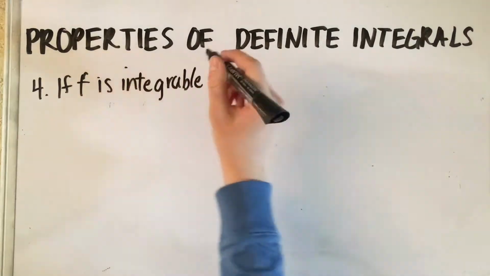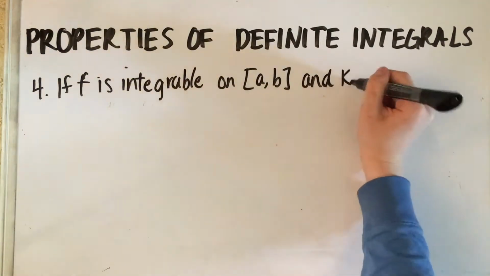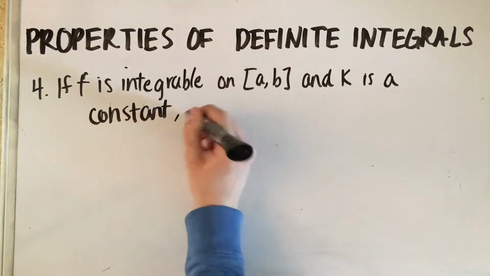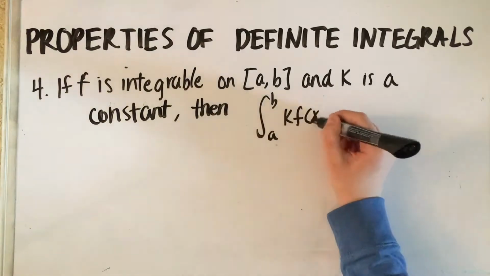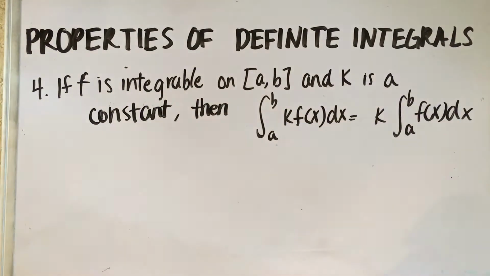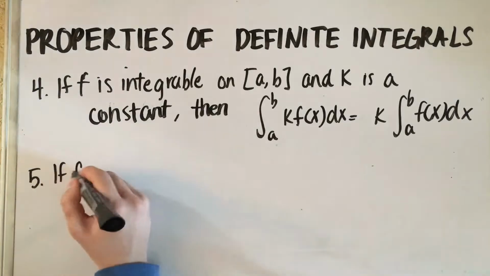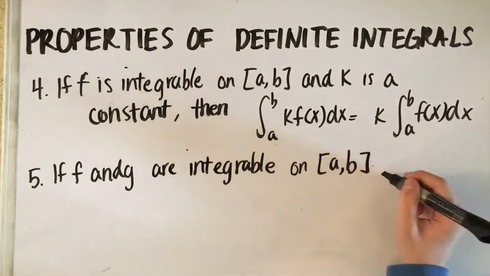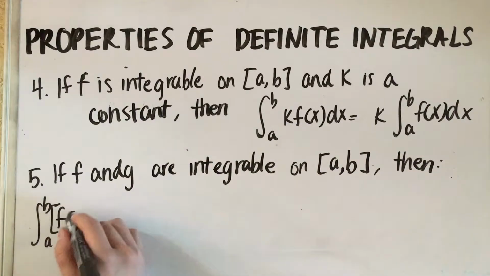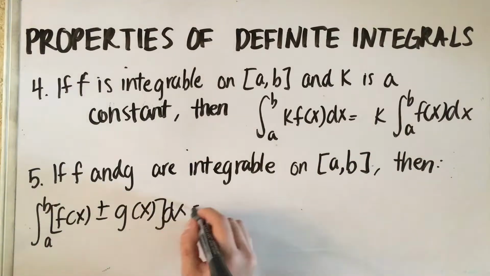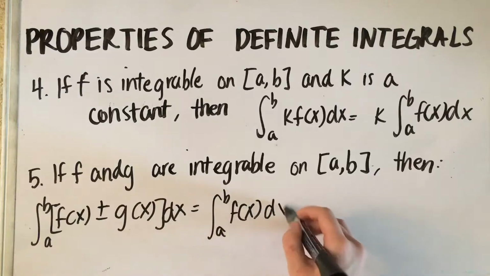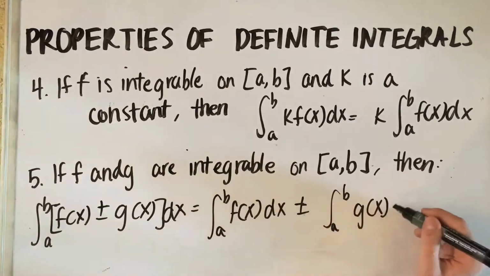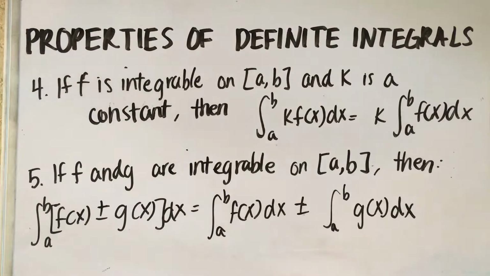If f is integrable on the interval a, b, and k is a constant, then the integral from a to b of k times f of x dx equals k times the integral from a to b of f of x dx. If f and g are integrable on the interval a, b, then the integral from a to b of f of x plus or minus g of x dx equals the integral from a to b of f of x dx plus or minus the integral from a to b of g of x dx.